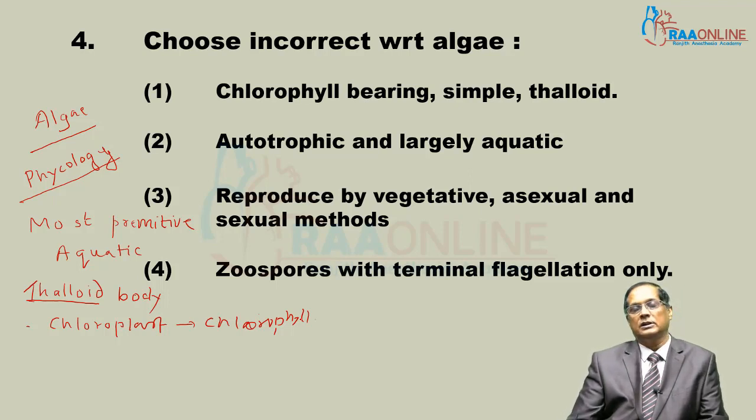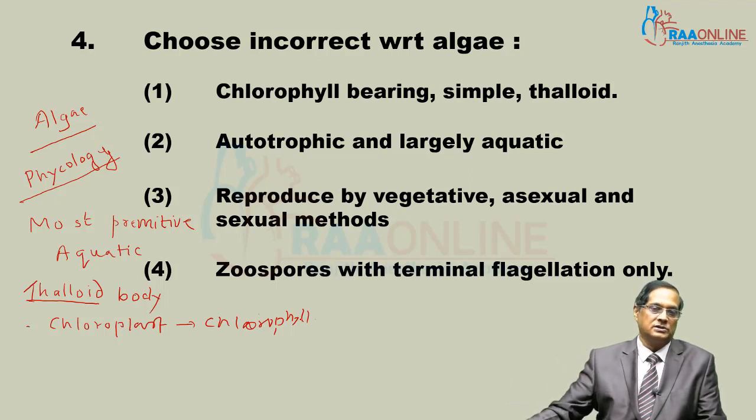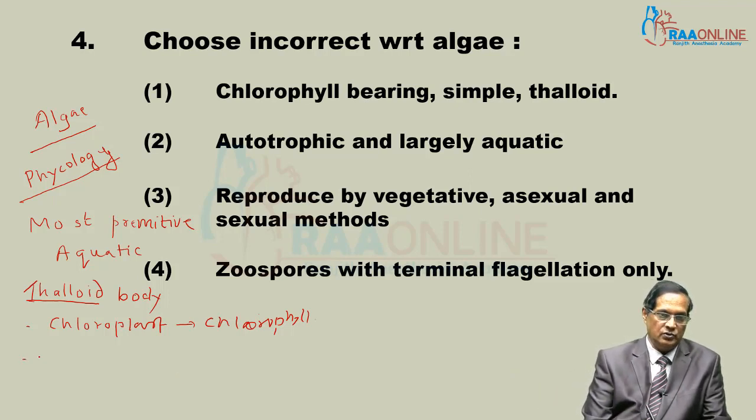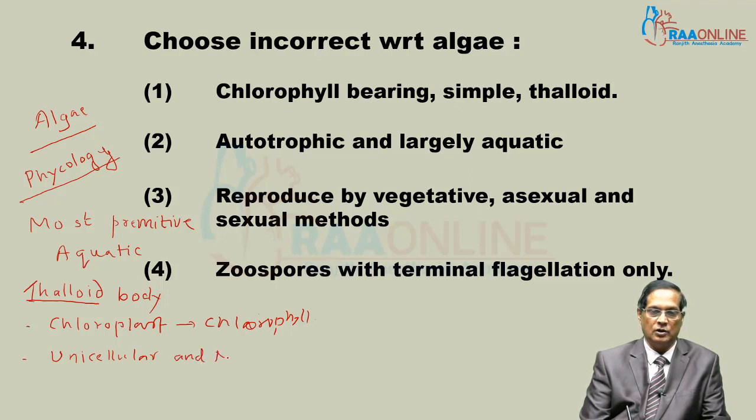Nutritive material, the stored food, is of various types in algae. Different types of carbohydrates are seen. As far as reproduction, vegetative, sexual, asexual, all methods are there in algae. Sex organs in algae are generally unicellular, non-jacketed.